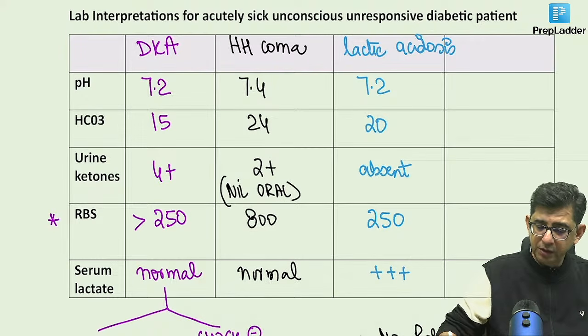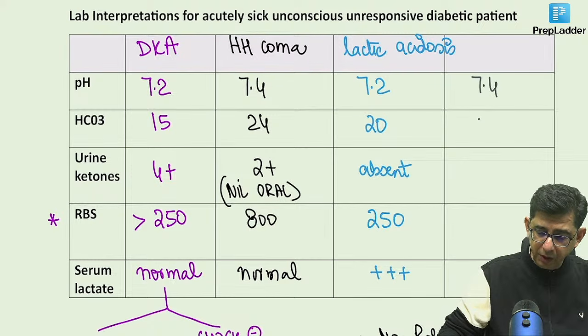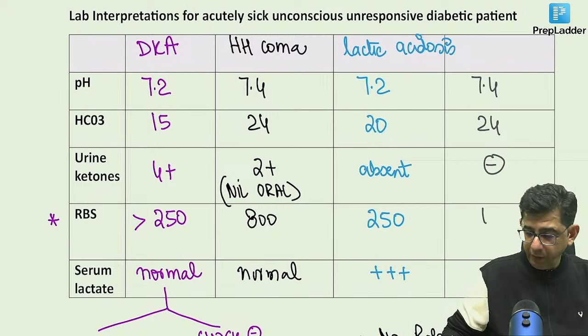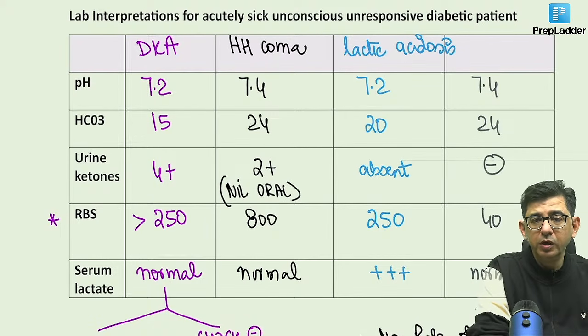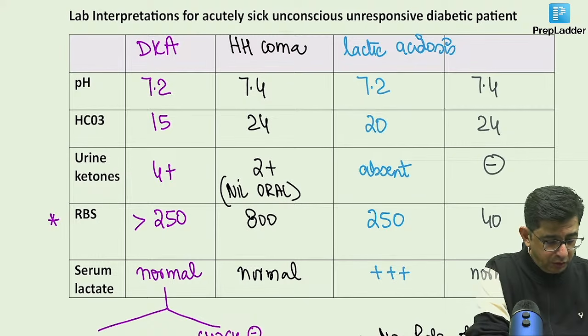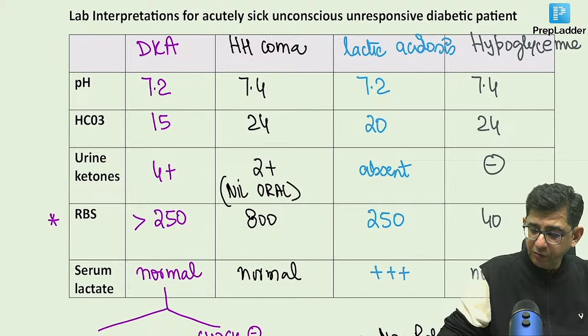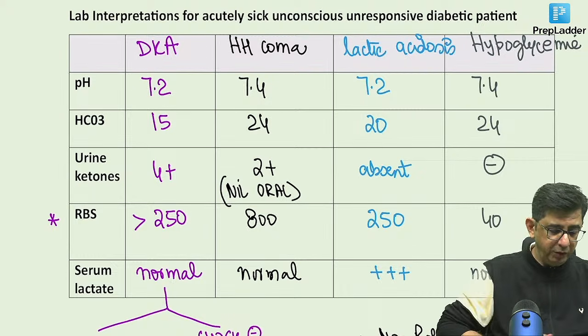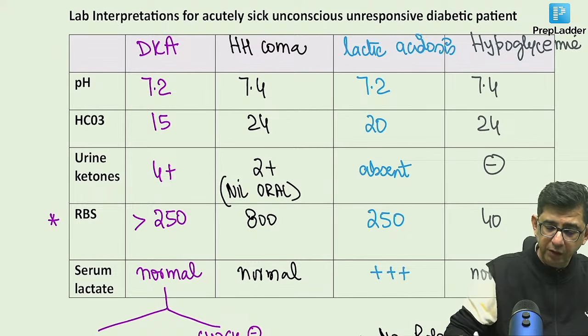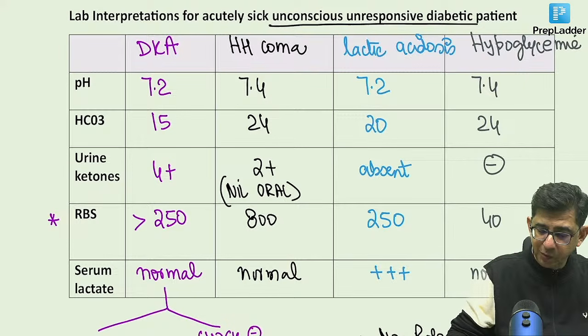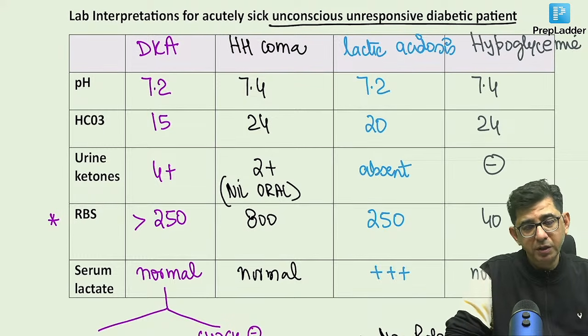The last entry is: pH is okay, bicarb is okay, ketones are negative, random blood sugar is only 40, lactate is normal. Because the blood sugar of the patient is very low, this would be simple hypoglycemia that I've currently mentioned here before you. So I need to give 25 to 50% dextrose for management of this patient.